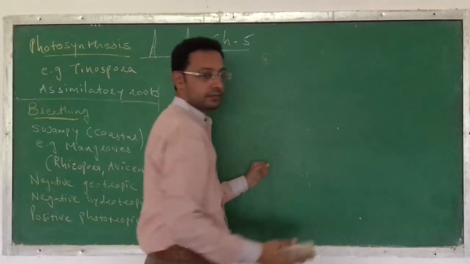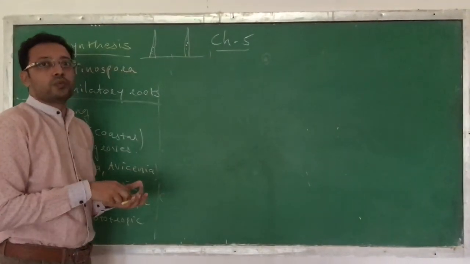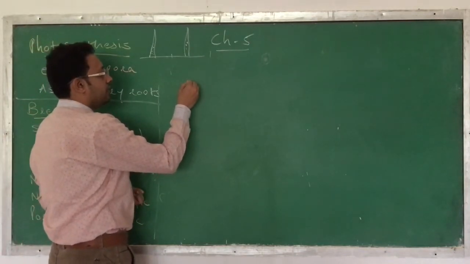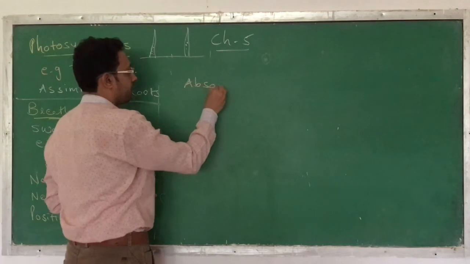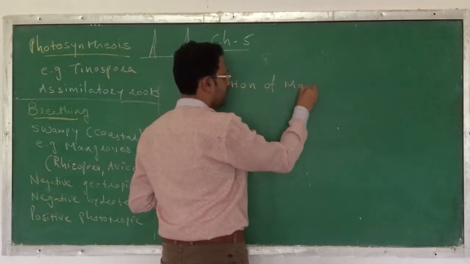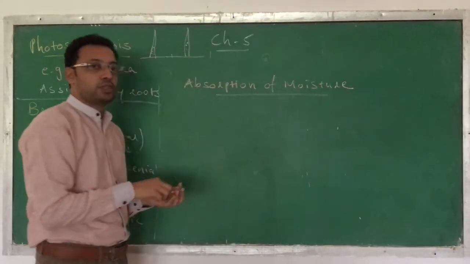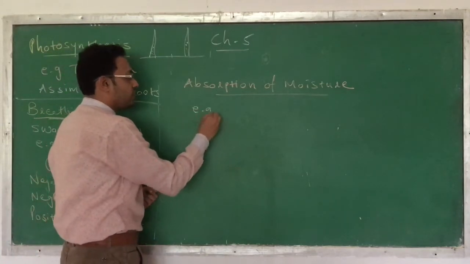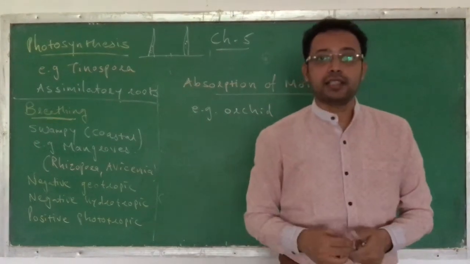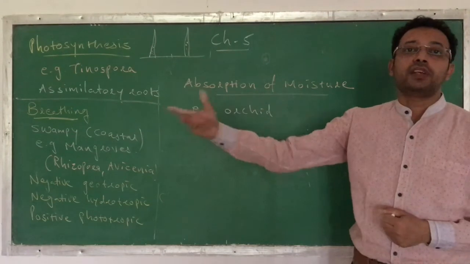Here in the other functions, the roots have been modified for absorption of moisture. So what happens in this case? The absorption of moisture is observed in the case of orchid. See, orchid is an epiphytic plant. Remember, the orchid is an epiphytic plant. It grows on the branches of other trees.